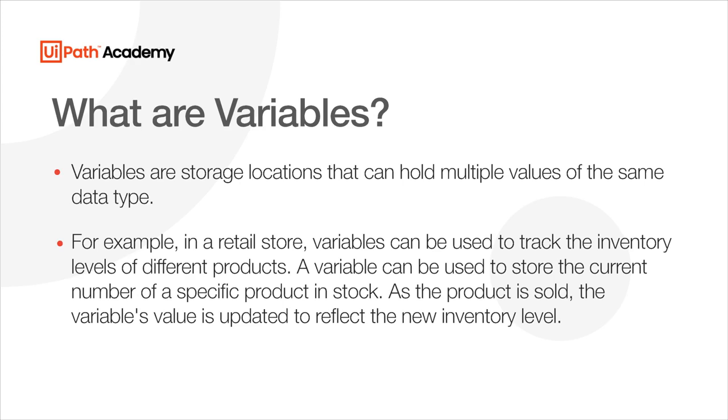For example, in a retail store, variables can be used to track the inventory levels of different products. A variable can be used to store the current number of a specific product in stock. As the product is sold, the variable's value is updated to reflect the new inventory level.